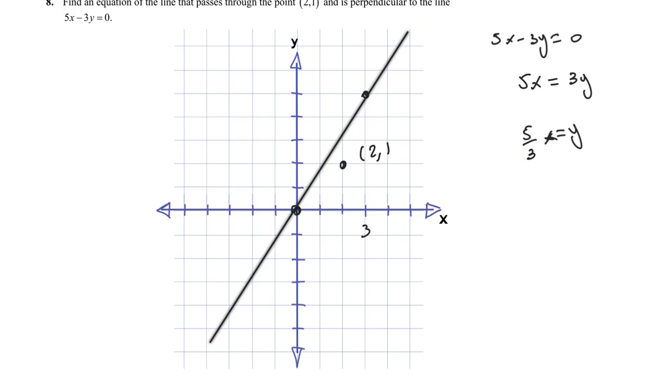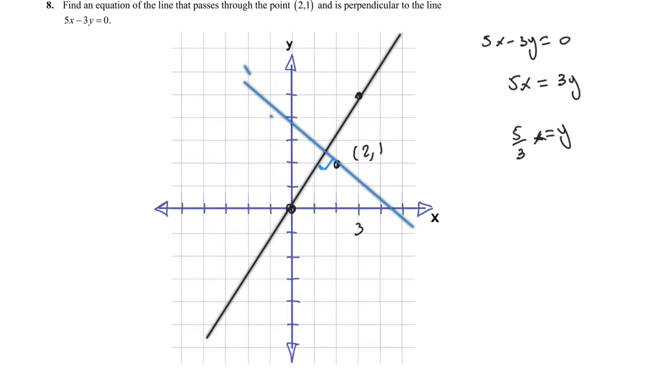And what the problem is asking is to find the line that passes through the point 2, 1 and is perpendicular to the line y equal 5/3 of x. Which line will be this one? It will be the line that is perpendicular to this line and passes through the point. Perpendicular means 90 degrees, so this angle will be 90 degrees. How will I find this? It's easy, it's not difficult.